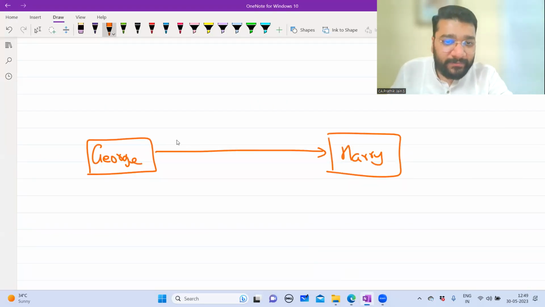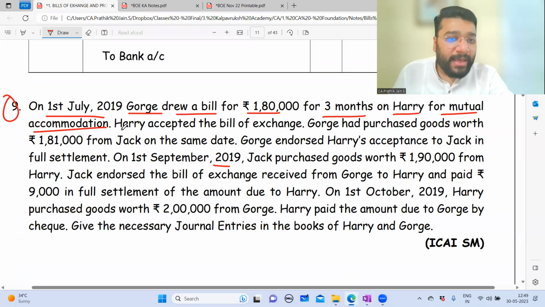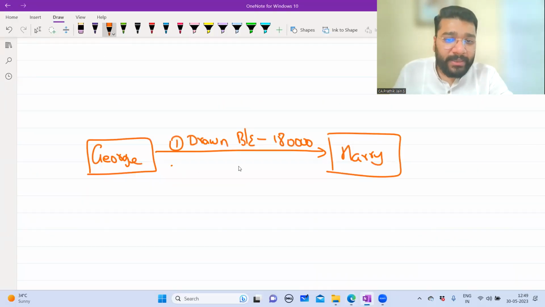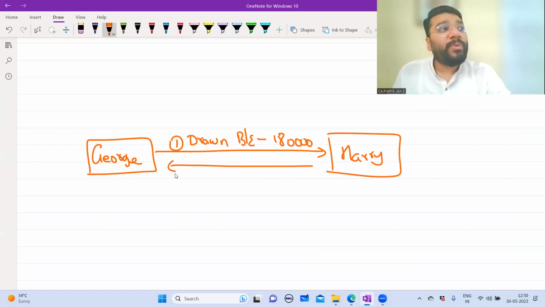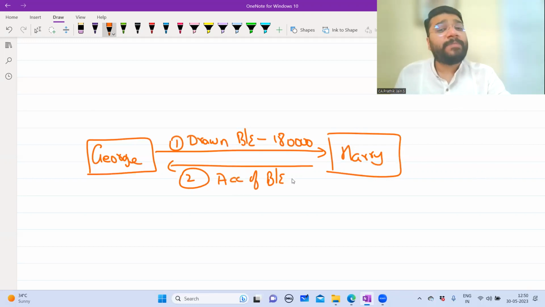Georgie drew a bill of 180 for 3 months on Harry. Arrow mark is going like this. Drawn bill of exchange for 1,80,000 rupees. Now Harry has accepted the bill of exchange. Now please tell me, guys, is there any genuine transaction happening between G and H? No. Still H is taking a liability of bills payable, accepted. Which means acceptance of the bill of exchange is bills payable for Harry, and for G it is bills receivable.